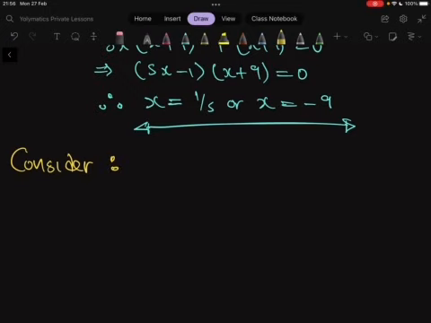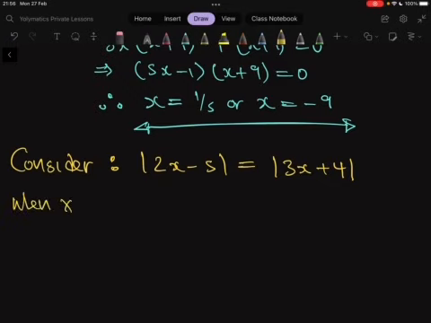The equation that we're trying to solve is 2x minus 5 equal to 3x plus 4, and see if everything works. So when x is 1/5, on the left you will get 2/5 minus 5, and you will get 3/5 plus 4. So when you put 1/5 on both sides, this is what you get on the left and on the right. Let's simplify and see now.